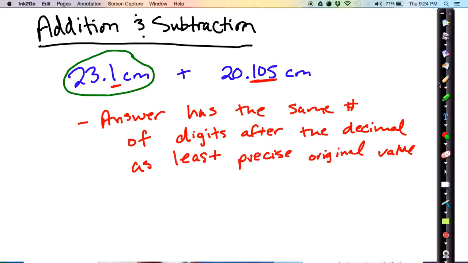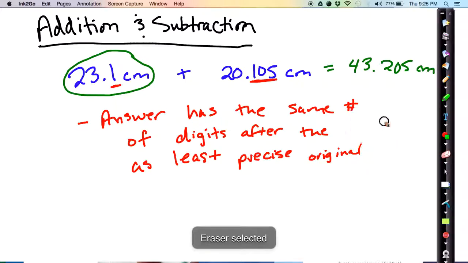So let's go ahead and add these two numbers together. Punch into our calculator, we get 43.205 centimeters. But again, this is not rounded to the appropriate number of significant figures. Our final answer has to have the same number of digits after the decimal as the least precise original value. And the least precise original value is 23.1 with one digit after the decimal point. So I'm going to have to round 43.205 centimeters to the nearest tenth.